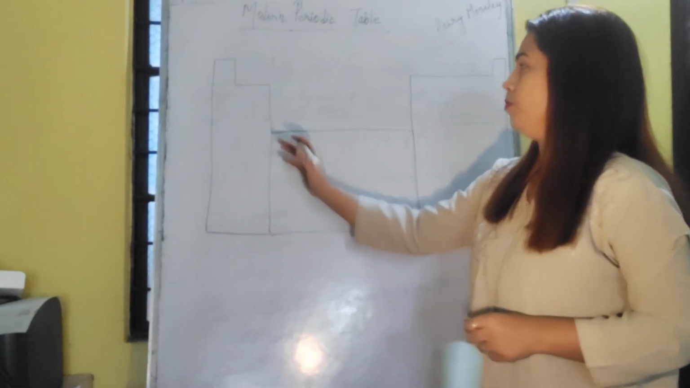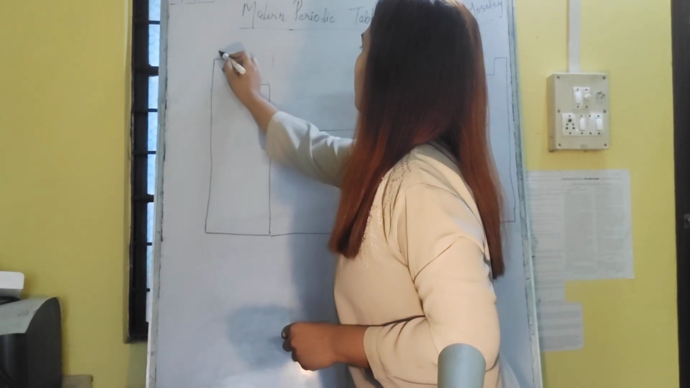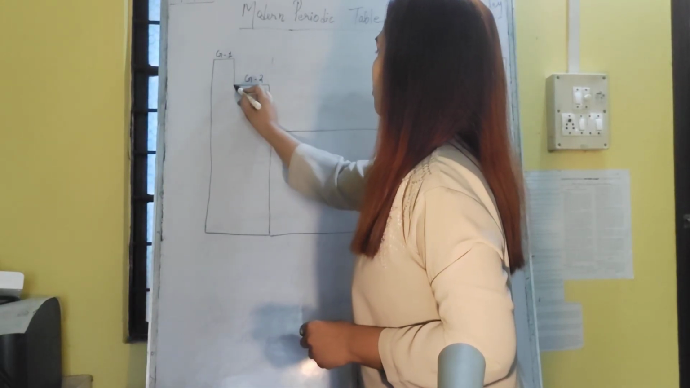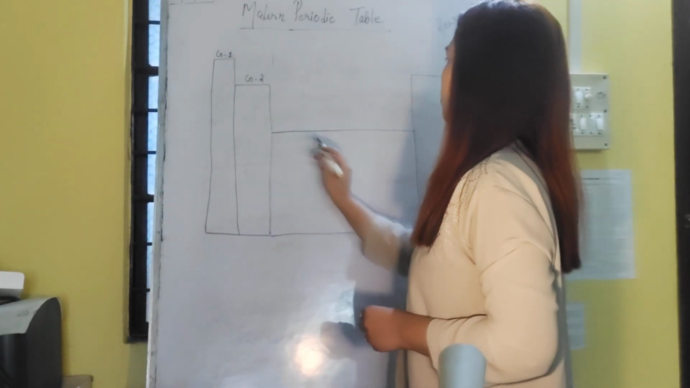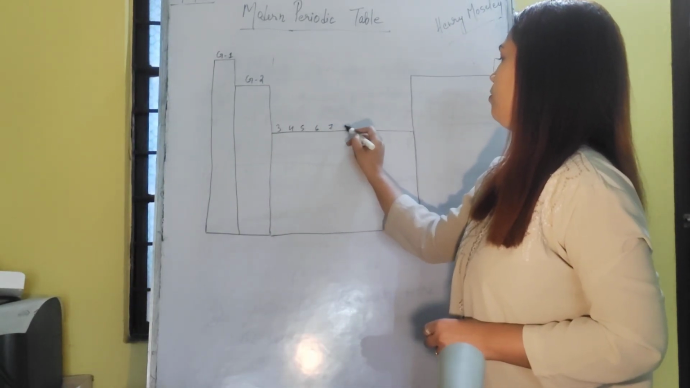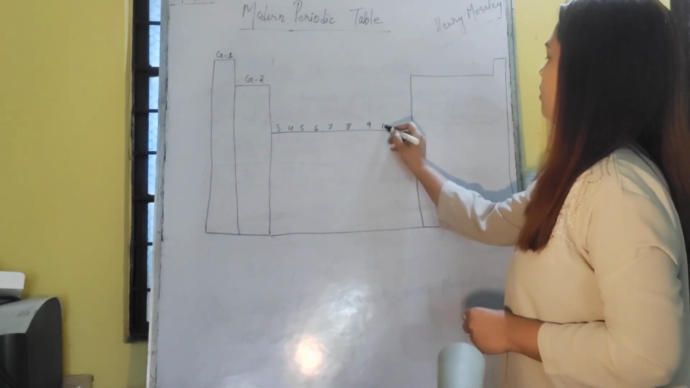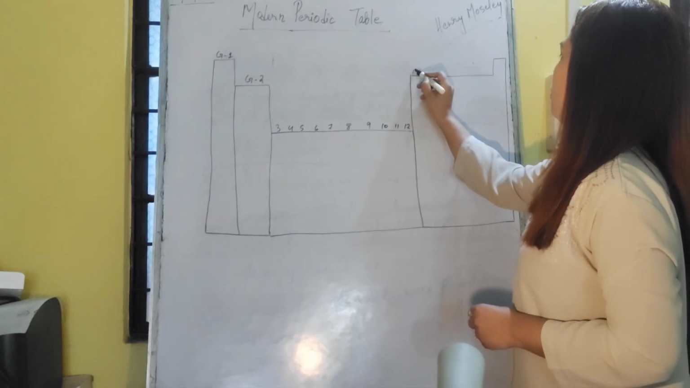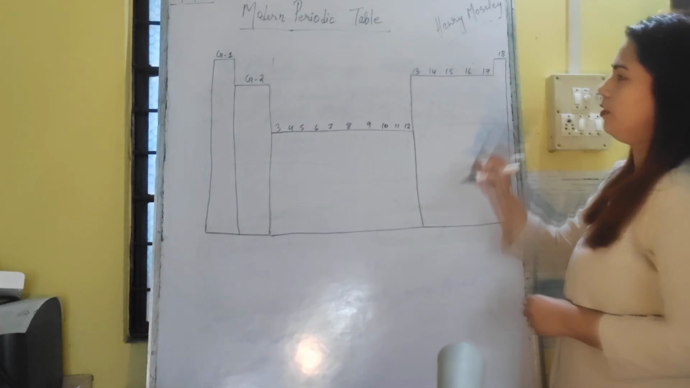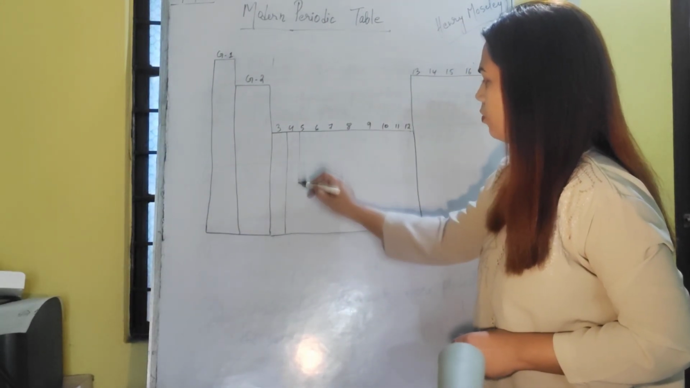So we can name the group as, this is group 1. This is group 2. This is 3, 4, 5, 6, 7, 8, 9, 10, 11, 12, 13, 14, 15, 16, 17 and 18. So these were the 18 groups. The elements were arranged in this order.